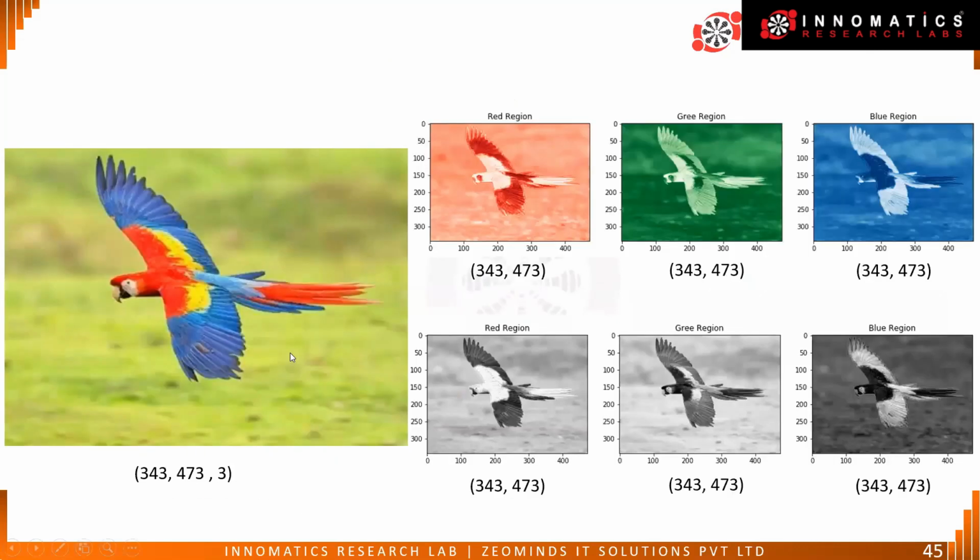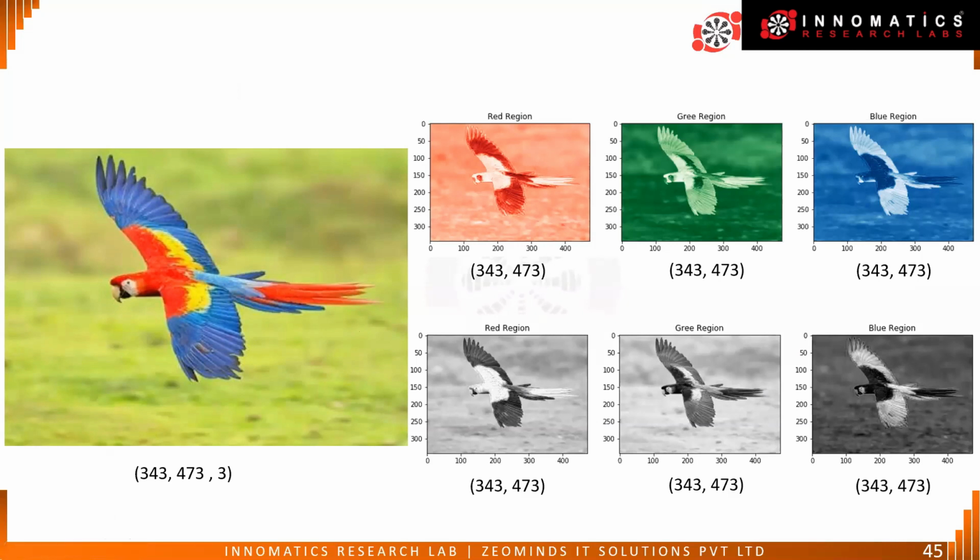Individually, if you see the red region, the green region, and the blue region, that is the information we had: red, green, and blue. If you combine all of them together, we will get this. Just try to understand that.